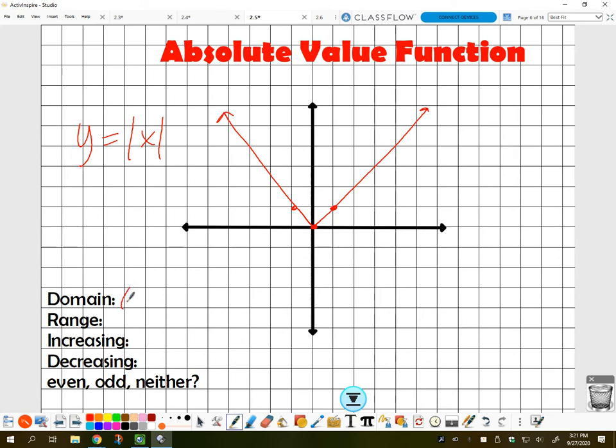All right, domain is all real numbers. The range is 0 to infinity. It is increasing from 0 to infinity, and it is decreasing from negative infinity to 0, and it is even.